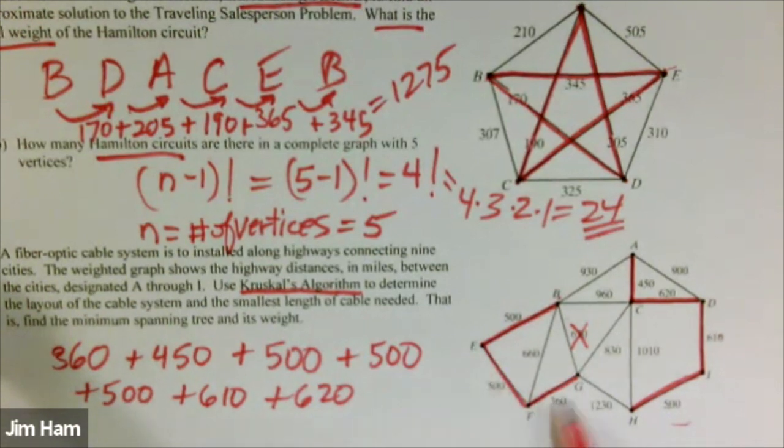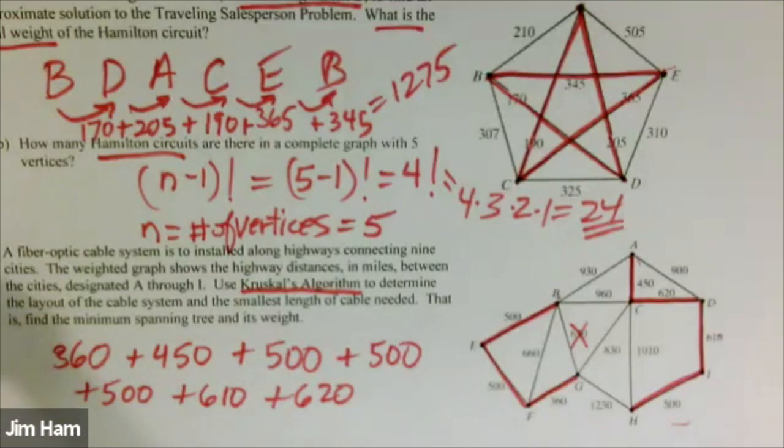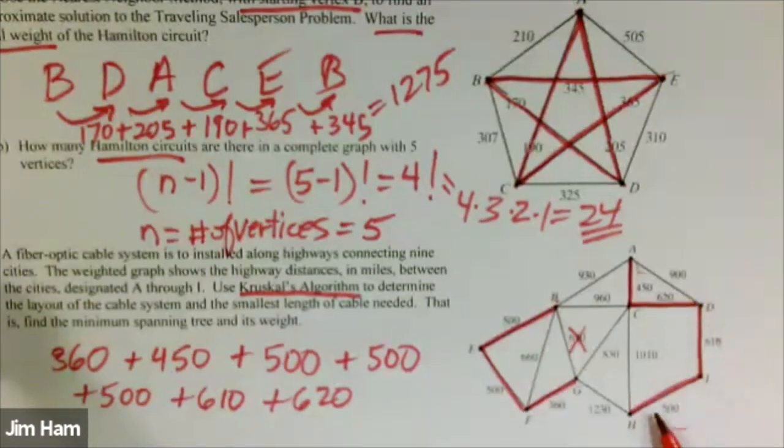So if we have 1, 2, 3, 4, 5, 6, 7, 8, 9 vertices, we'll have 8 edges. And right now we have 1, 2, 3, 4, 5, 6, 7. So one more edge will connect these two disconnected pieces together.